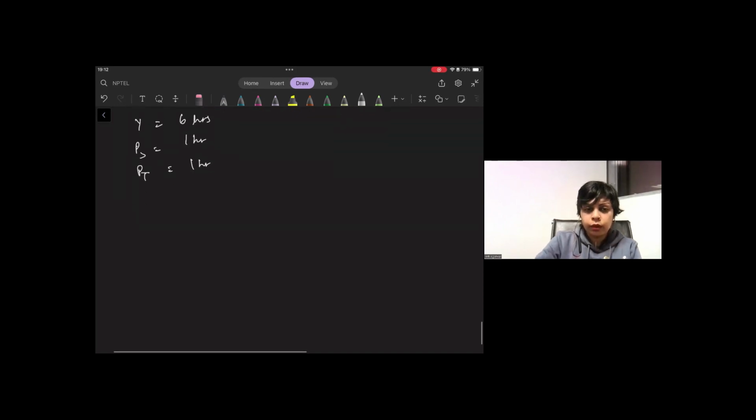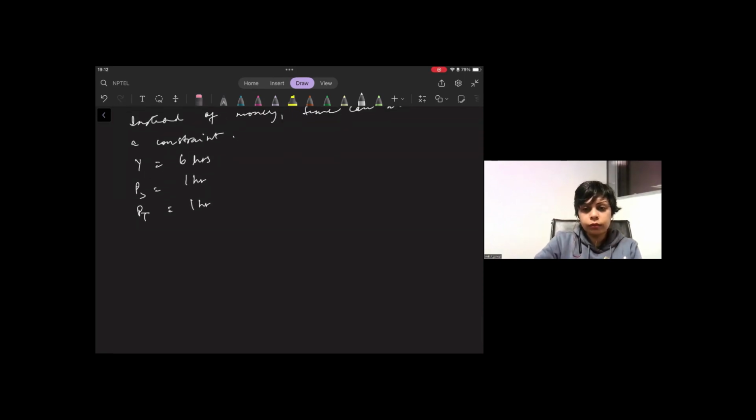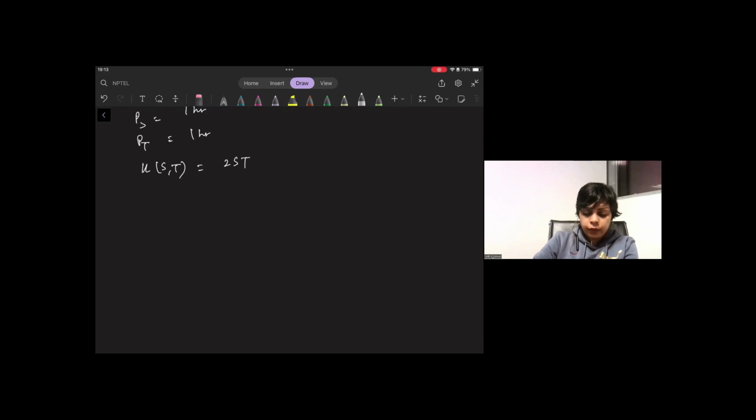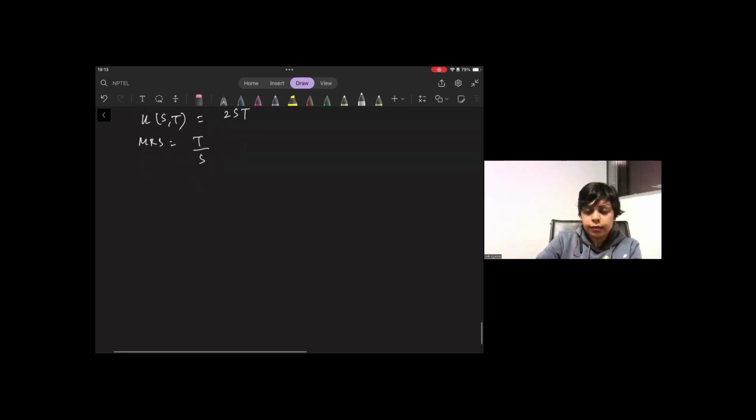So in this case, can we solve the problem using the same kind of logic which we have used so far? The rest is the same. U of S,T is 2ST. This is given to us, right? Now in this same question, we will calculate the same MRS. MRS is going to be what it was before because the utility function has not changed. Now only our budget constraint has changed.